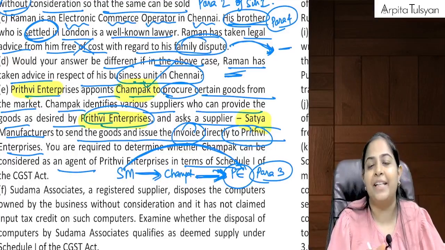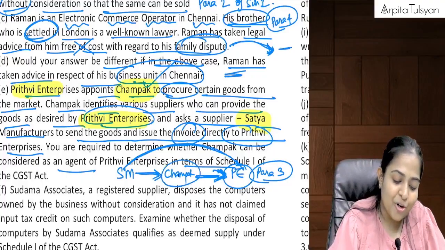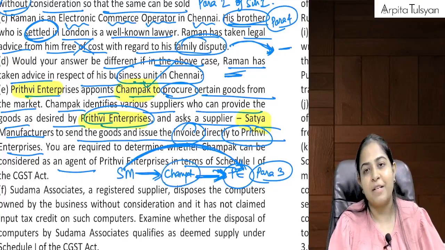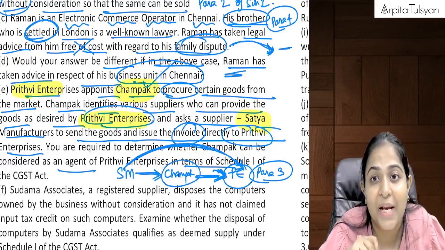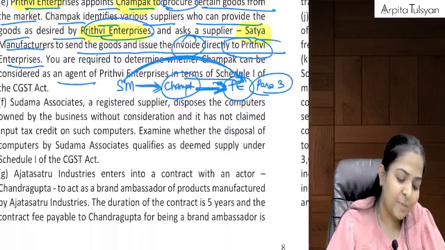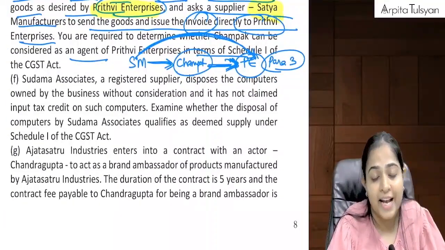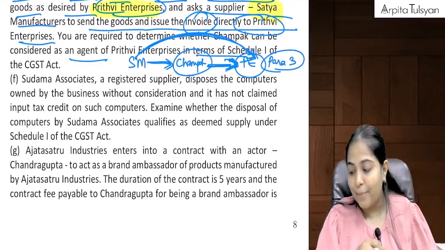But in the given case, the invoice is issued by the supplier directly in the name of the principal, and invoicing is not done in the name of the agent. Hence this person cannot be considered an agent as per para number 3. Are you able to understand?